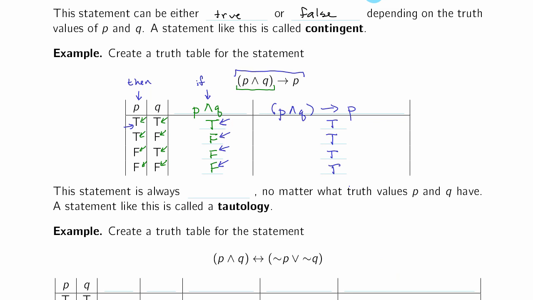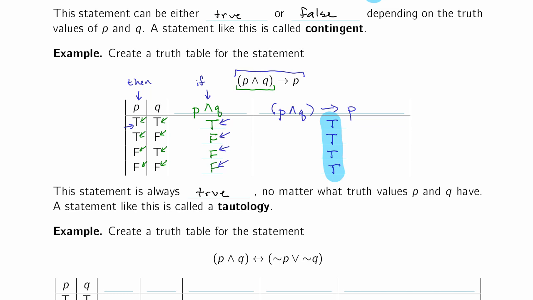We notice, when we look at this column, that our statement is always true no matter what. No matter what truth values P and Q have, our final complicated statement is always true. That's a special thing, and it has a special name. That's called a tautology. A statement that's always true no matter what is called a tautology.